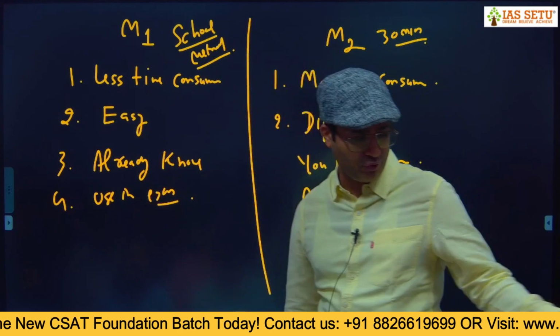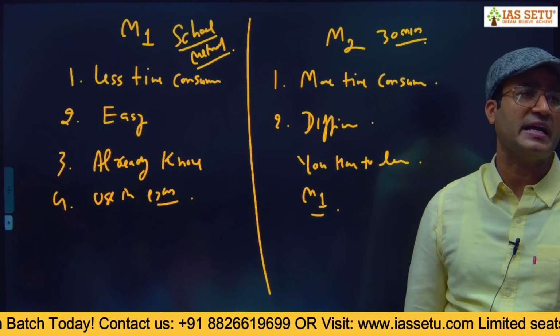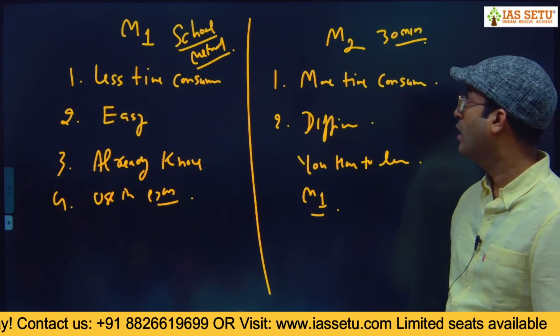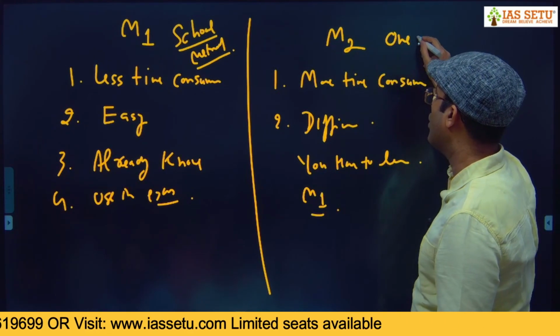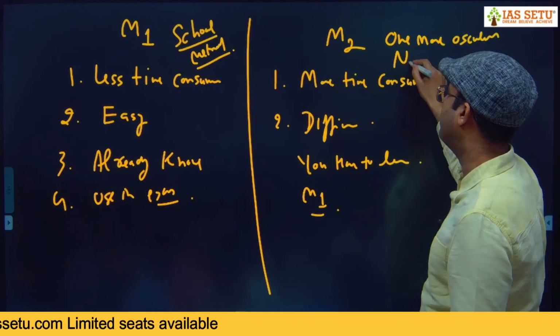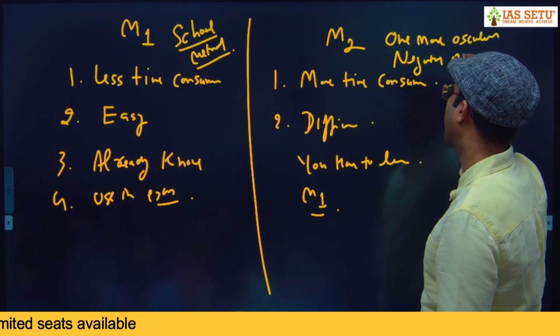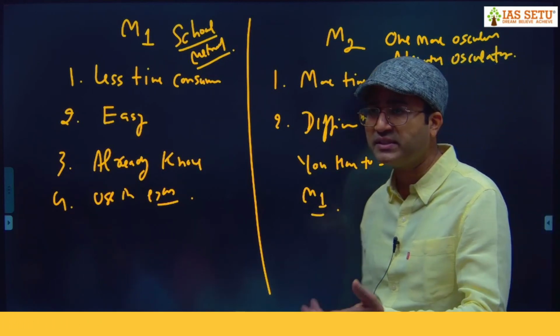Wonderful. We will discuss all the PYQ where divisibility of 7, 13, 19, that type of question is asked. Here, this is one method. Name of this method is one more oscillator and negative oscillator. It doesn't mean I don't know. I know.